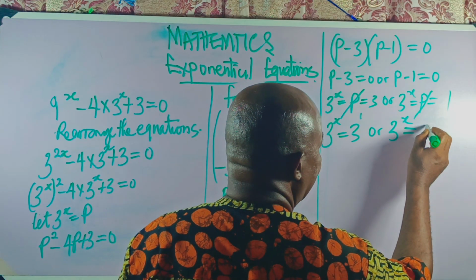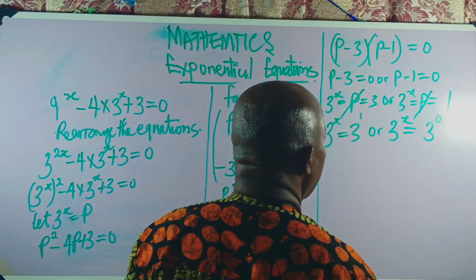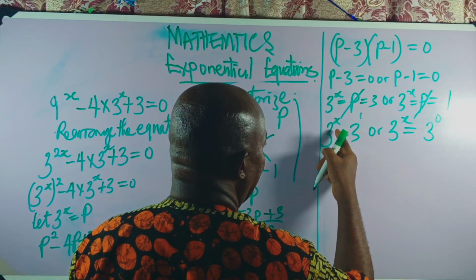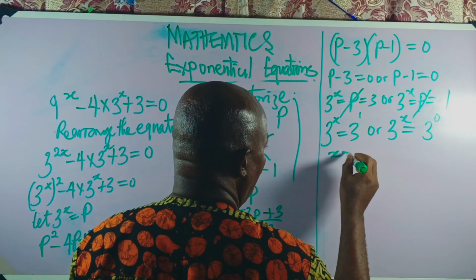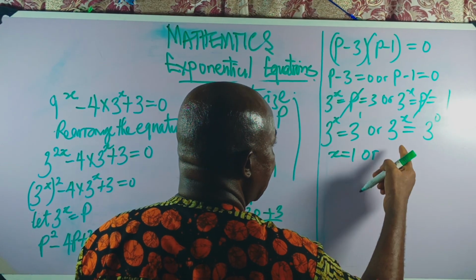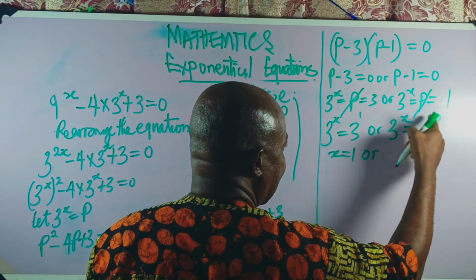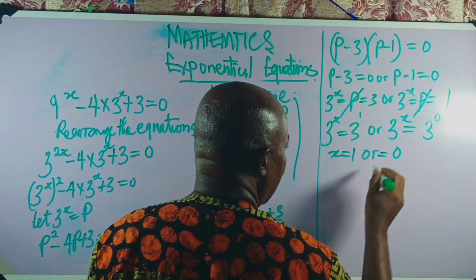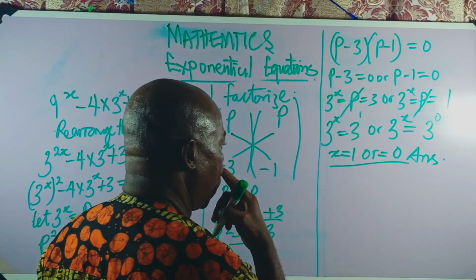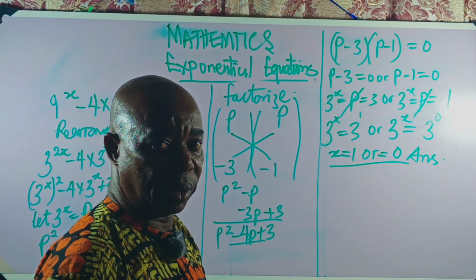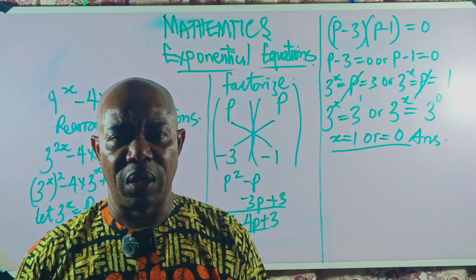So if I say 3 raised to power 0, the value is what? 1, which is this. So I have 3 raised to power x equals to 3. So from here, x is equals to 1. Or in this case, 3 raised to power x is equals to 3 raised to power 0. So x is equals to 0. So these are the answers. x equals to 1 or x equals to 0. This is the answer to this equation.